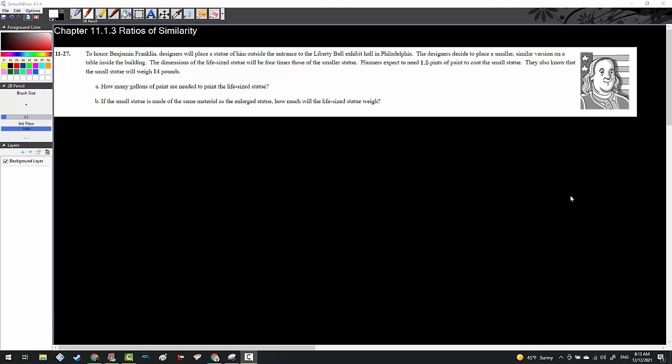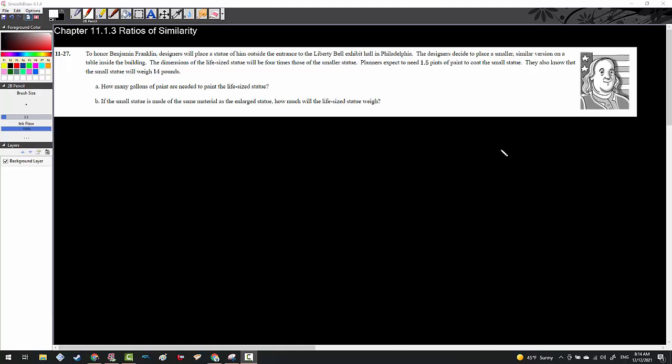In today's episode, we will be discussing Chapter 11.1.3, which is Ratios of Similarity. The point of this chapter is to get you used to noticing the differences between questions when they talk about ratios of similarity when it comes to area or surface area, ratios of similarity when it comes to volume, and ratios of similarity when it comes to linear.